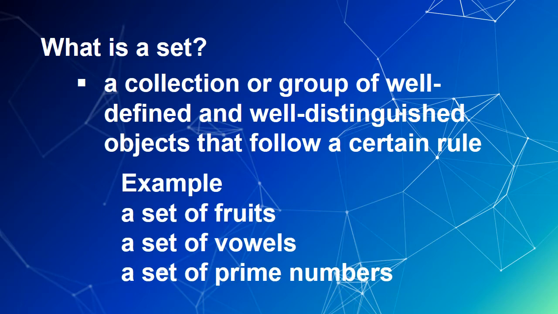Some of the examples are, let's say we have a set of fruits, a set of vowels, a set of prime numbers. So these are actually descriptive words which describe the content or the elements or the objects that are present in the given set. So all these things, we call this one as a set or simply a group. So we have discussed about the set or simply a group.